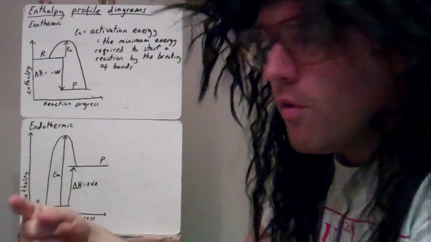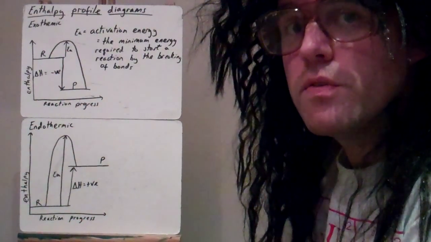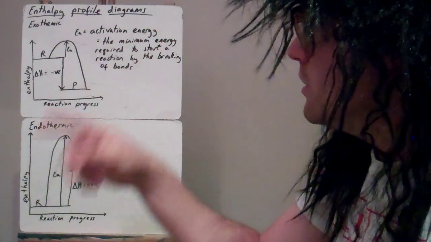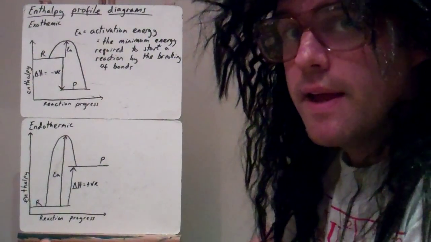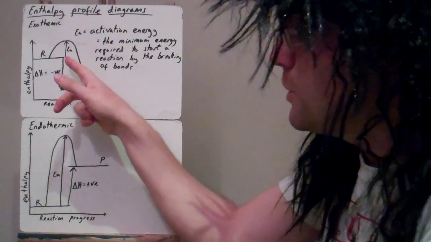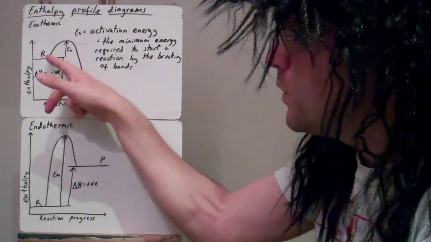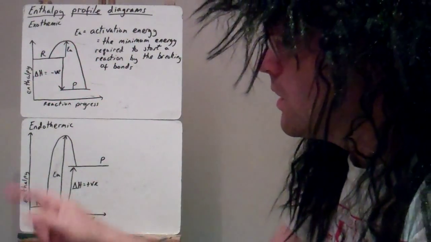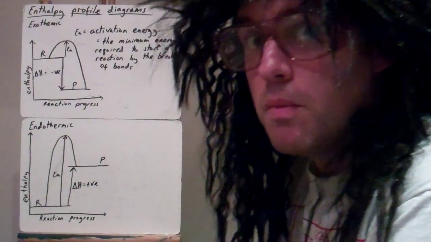The actual progress of the reaction doesn't simply go from there to there though, because energy is needed to break bonds first. Okay, that energy is the activation energy. The minimum energy required to start a reaction by the breaking of bonds. Bond breaking is endothermic, it needs energy, so energy has to be put in first. So that activation energy is from the reactants to the top of the graph. So the actual energy we need for this reaction, energy is taken in first before energy is given out. So that's EA, activation energy, the minimum energy required to start the reaction by breaking bonds.